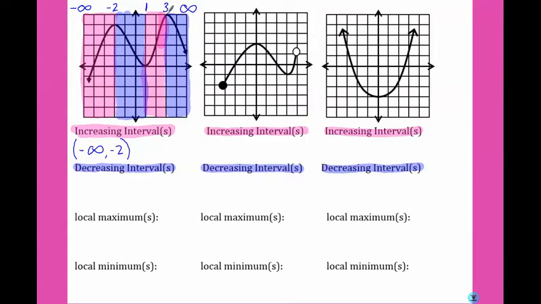Then it's also increasing from 1 to 3. Whenever we have multiple intervals, we're going to put U in the middle. It stands for union. It's like a math and symbol saying it increases here and here. So my other interval is 1 to 3.